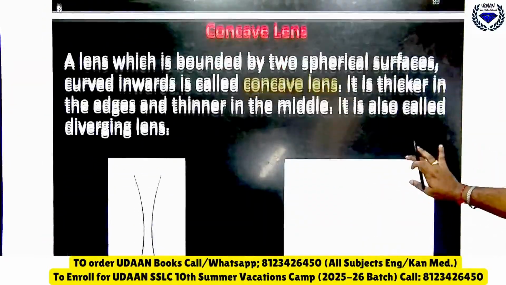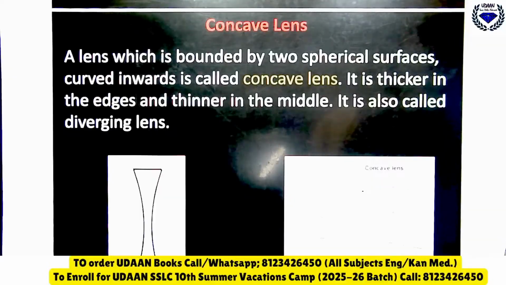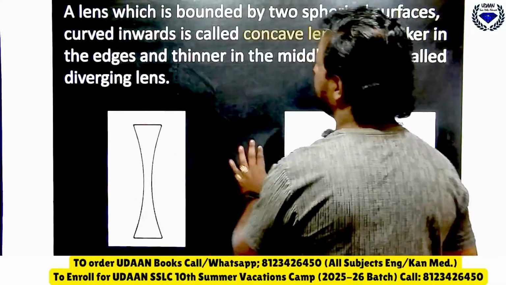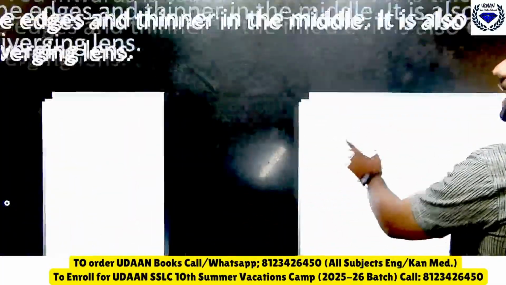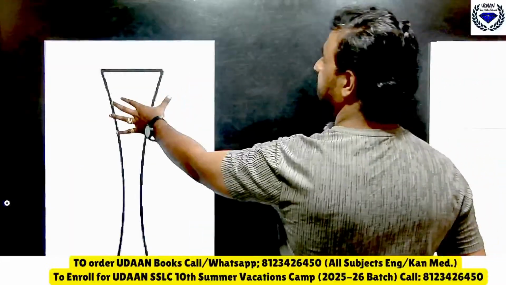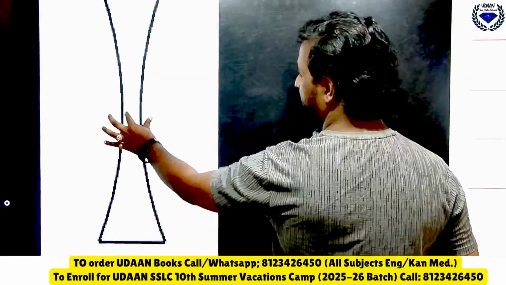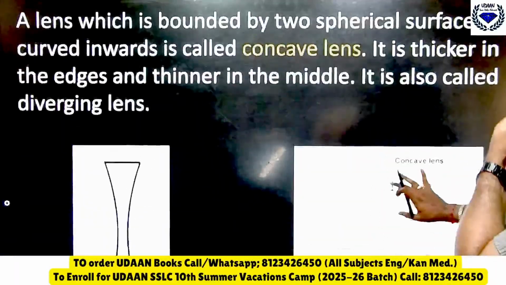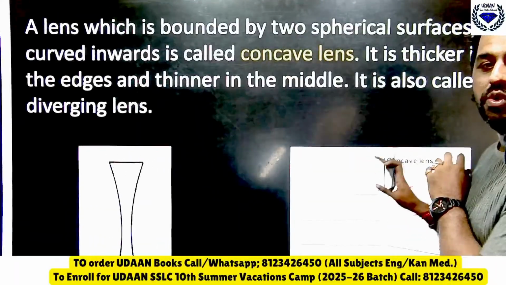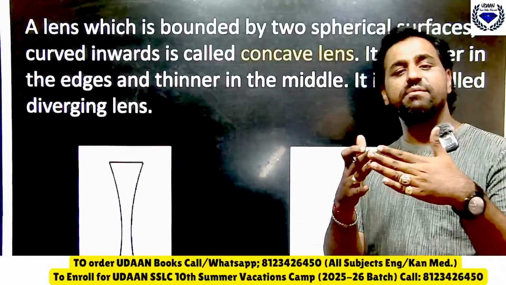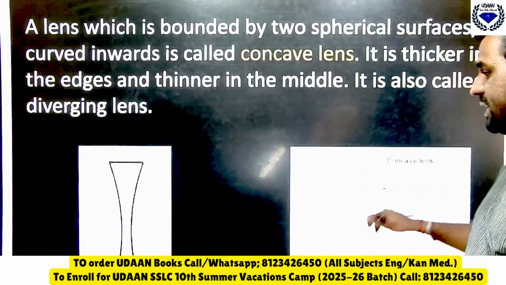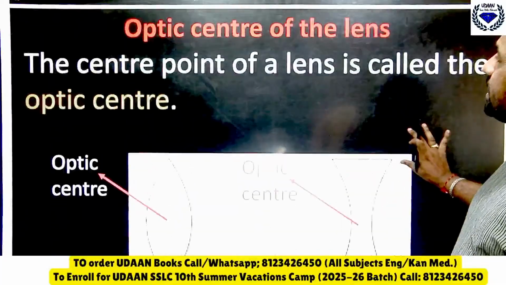Then what is a concave lens? A lens which is bounded by two spherical surfaces curved inward. The two spherical surfaces are curved inward. It is thicker at the edge. It is very thick at the edges and thin in the middle. That one is called as what? Concave lens. And you know that convex is converging, that means it will allow the light to meet, whereas concave is a diverging lens.